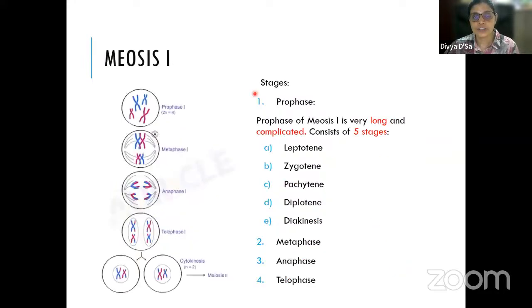So now the stages of meiosis. Meiosis 1 consists of 4 stages: prophase, metaphase, anaphase, and telophase. But prophase of meiosis 1 is very long and complicated and consists of 5 stages: leptotene, zygotene, pachytene, diplotene, and diakinesis. So it is very prolonged.